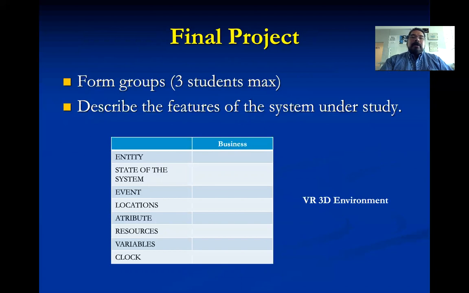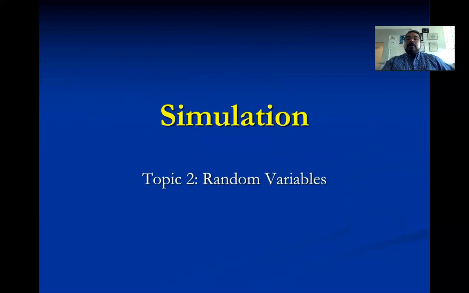And consider that for this activity, you are going to identify all these features, and you are going to do it using a virtual reality 3D environment. We talked a little bit about having a 360 picture of the facility that you are going to be simulating. Using that 360 degrees picture, you are going to identify the entities, the state of the system, the event, the locations, etc. Okay, so now we're going to talk a little bit about random variables.